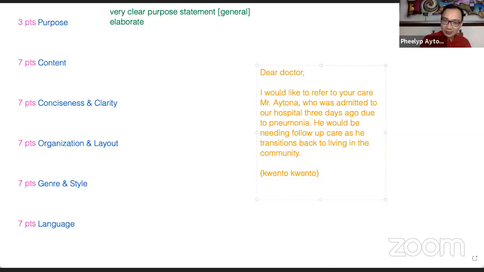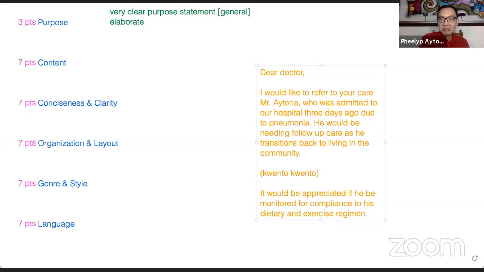And then later, maybe, you can have, it would be appreciated if compliance with dietary and exercise regimen would be monitored. Something like that. Does that sound like follow-up care to you? I-search natin ang bahay niya. Monitor naman kung nagko-comply siya diyan sa kanyang dietary and exercise regimen.